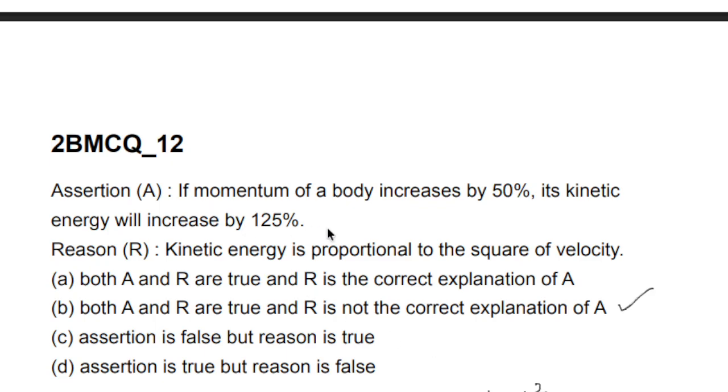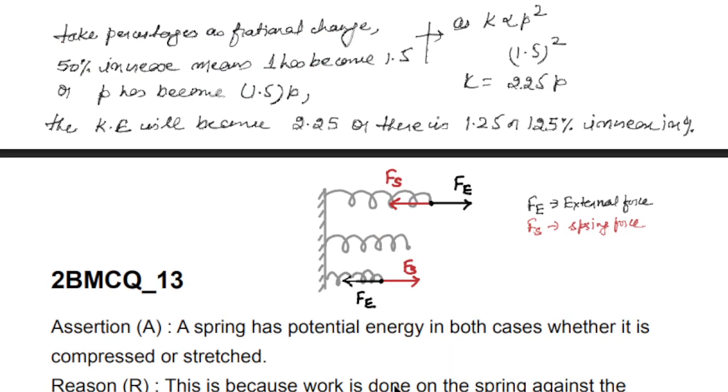So the assertion is true. Kinetic energy is proportional to the square of the velocity. We cannot say it directly, but I think in your book they have said it, because P is equal to mv. So then momentum, we will put it here, then we can say kinetic energy is directly proportional to the velocity squared. So you can take option A as the right answer for this question. Let's go ahead.